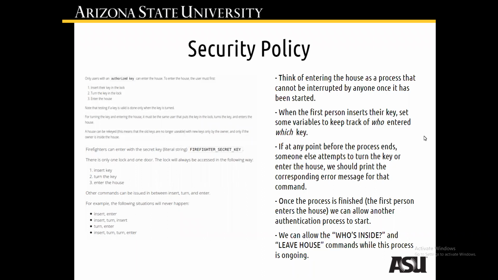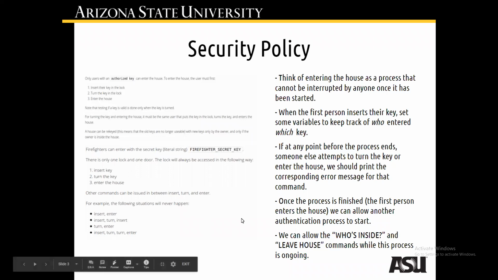So when someone inserts a key, you can keep track of who entered it and what key is currently inserted into the lock. If someone tries to turn the key who isn't the first person, we can print an error message. Then once the first person enters the house, we can allow someone else to insert a key and turn that key. While this process is ongoing, we can allow people to type the command who's inside and leave the house, and that shouldn't interfere with the authentication process.